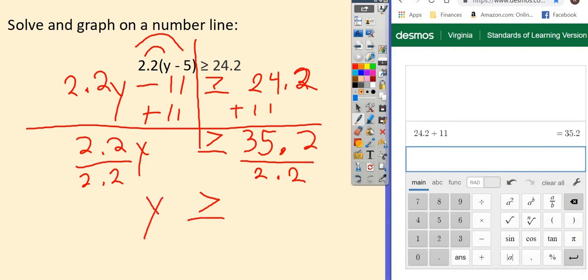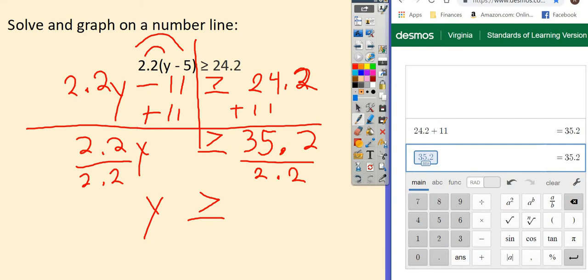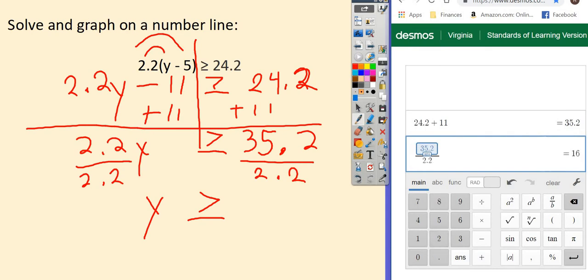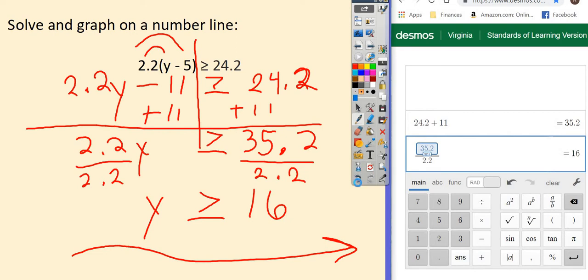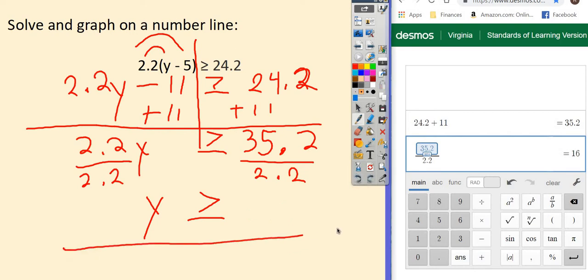So we're going to go ahead. I'm going to use this ANS key, answer, to bring down my 35.2. Then I'm going to divide by 2.2, which gives me 16. Now, they wanted a number line. Your number lines don't have to be fancy. They should be straight, so maybe I should redo that one, because that sure isn't a straight line, but I'll do my best. Well, that one wasn't straight either.